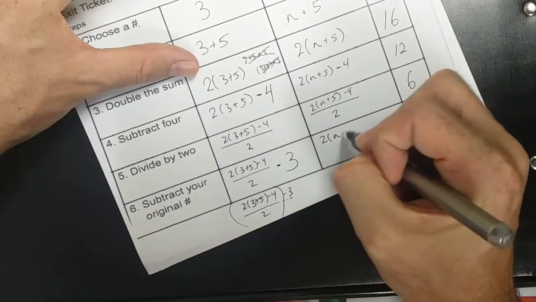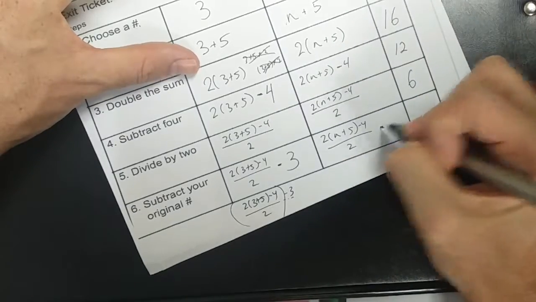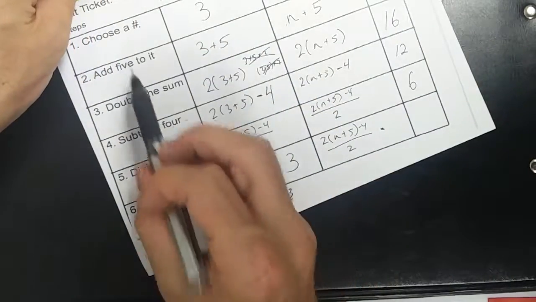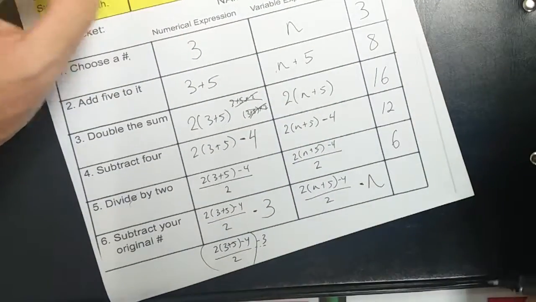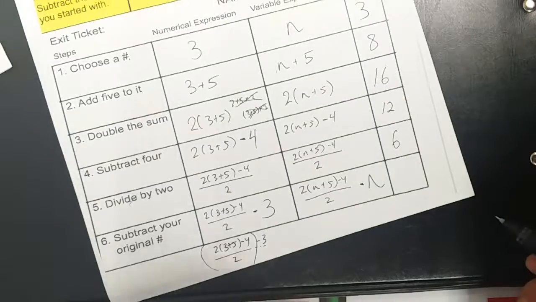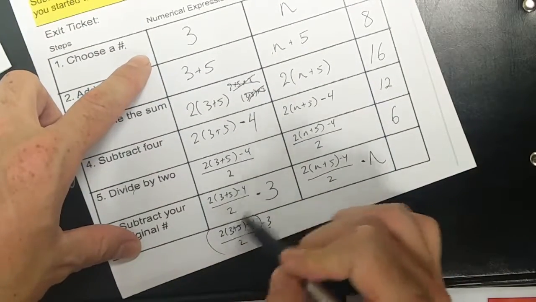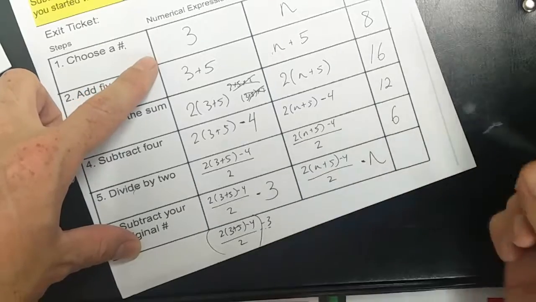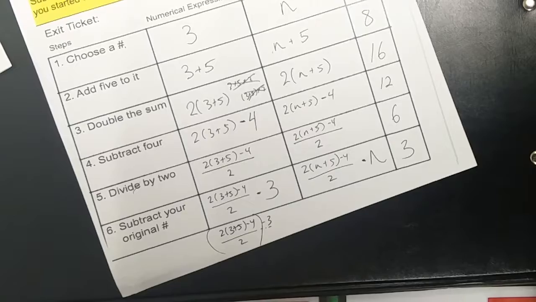With the variable expression, I have it over here too. I have 2 groups of n plus 5 minus 4 over 2, and then I'm going to take away my original number. My original number is the number I started with, or I'm going to take away my variable, which is n. And of course, I'll write that large as well. If I do that, all of this is equal to 6, and I take away 3, so I'm going to end up with 3. And there you have it.